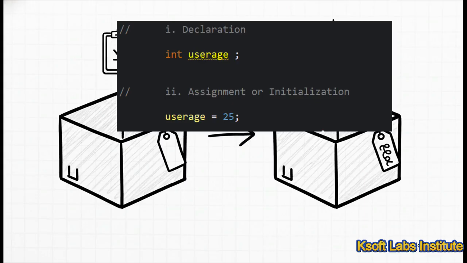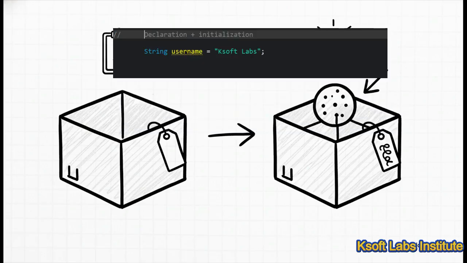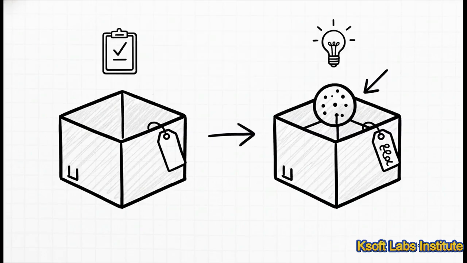Of course, as programmers, we like to be efficient, so most of the time you'll just do both steps at once, just like that last example. String username equals Ksoft Labs. Boom! One line, clean and simple, we've created the box and filled it.